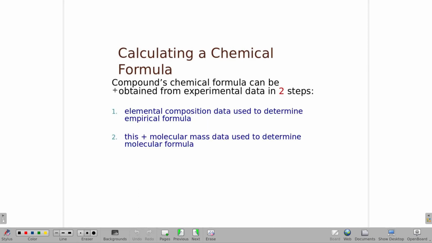All right, so let's break this down. Let's look at how we're going to go about getting this. The composition, or those mass percents, can be used to give us an empirical formula. The empirical formula is just going to be the ratio of atoms to one another. That's this first one. Once you have that empirical formula, you can get the molecular formula as long as you have the molecular mass. So two pieces of data we would need. All right, so let's break it down.